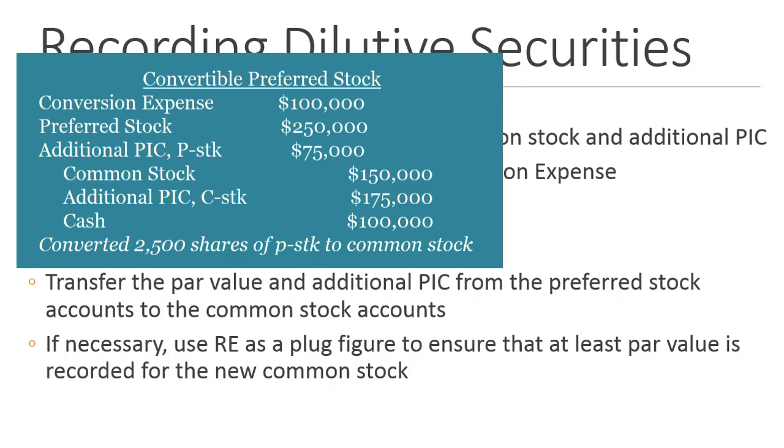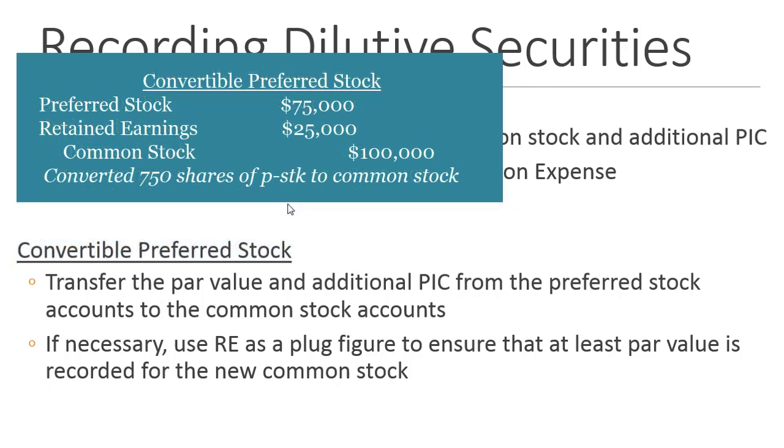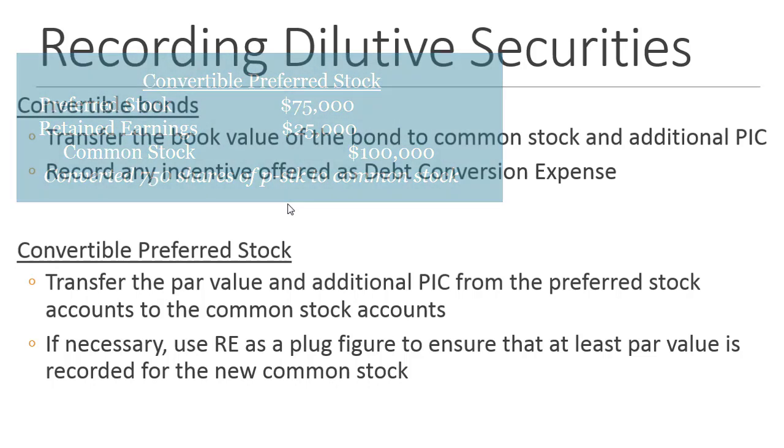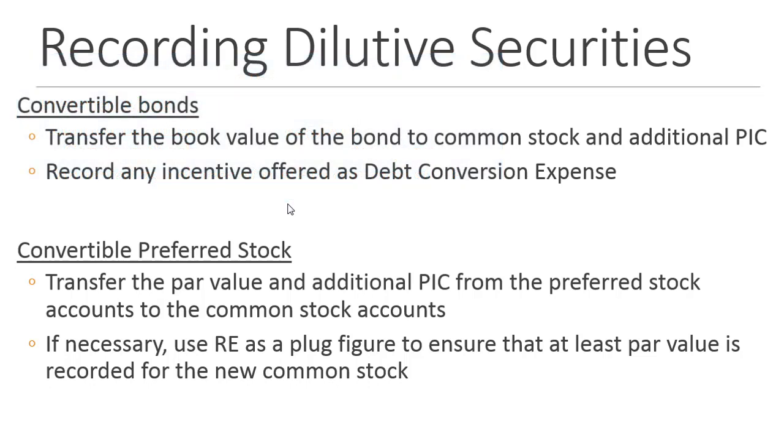And if I need to, for both of these types of conversion, I'll use retained earnings as a plug. You see, I have to make sure that I have at least the par value of common stock going into the common stock account. I don't have to include anything in additional paid in capital, but I do have to have at least the par value in common stock. So if I need to, I'll use retained earnings to get us up to that minimum credit amount. Let's take a look at examples of both of these.